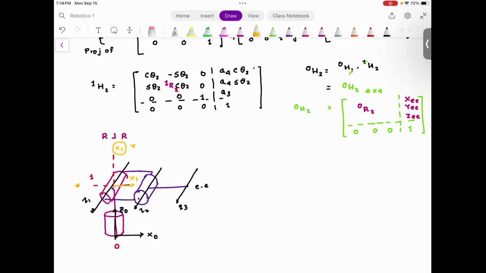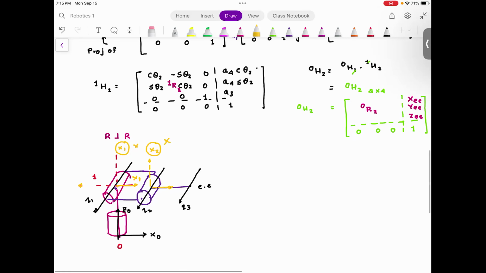Second, I need to choose X2. For X2 also, I have two choices. I can have X2 going up or I can have X2 going sideways. If I choose my X2 vertically, please note this is not going to intersect Z1. X2 is not intersecting Z1. So that's not a good choice. So I would go with this as my X2.